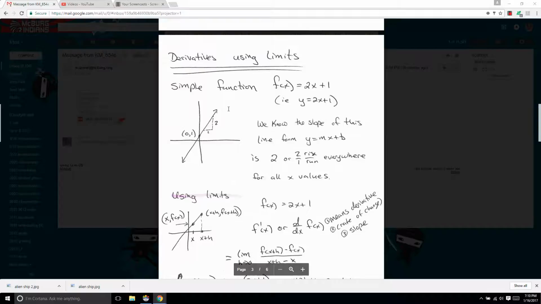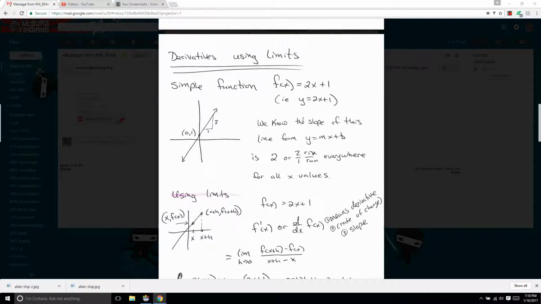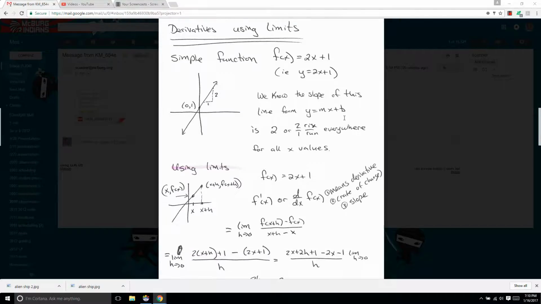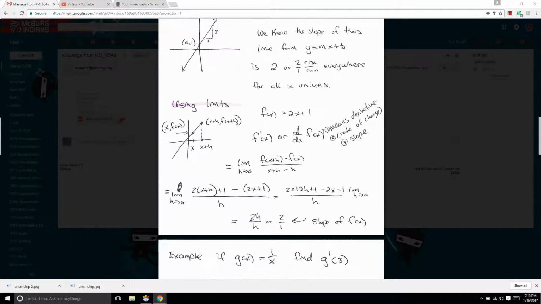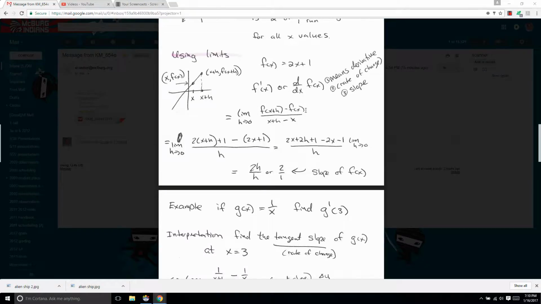So we're going to start off by looking at a simple function such as a linear function, f of x is equal to 2x plus 1, which is the same thing as saying y equals 2x plus 1. We know the slope of this line. This line is in the form y equals mx plus b. Therefore, the value m here, the coefficient of x, which is 2, or 2 over 1 stated as a fraction, is slope 2 for all x values. We know that's the case. So let's see if using the limiting process we get the exact same thing.